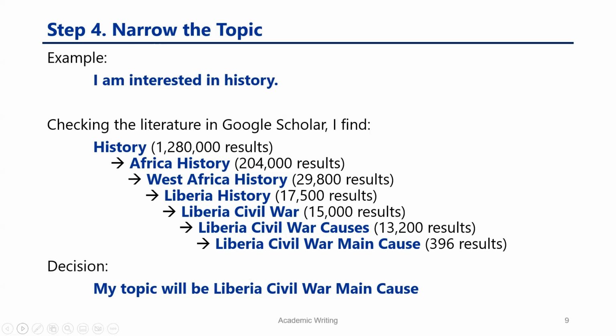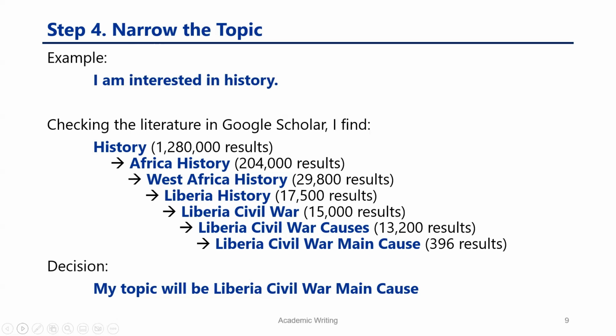Okay, I'll just concentrate on West Africa. And I get 29,000 some results. That's still too many. Okay, I'll pick just one country in West Africa. How about Liberia? And I type Liberia history into Google Scholar, and I get 17,000 results. That's still too many. Okay, I'll pick an event out of Liberia's history. How about the Liberia Civil War? There's 15,000 results. That's still too many. I can't read all those articles.